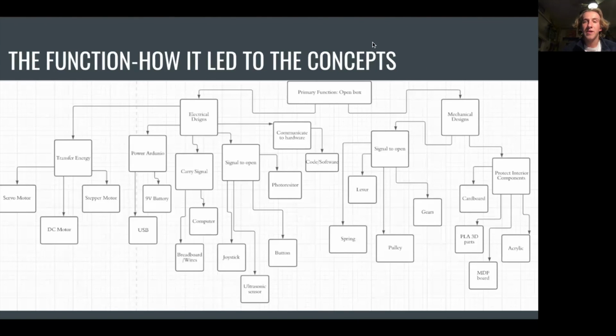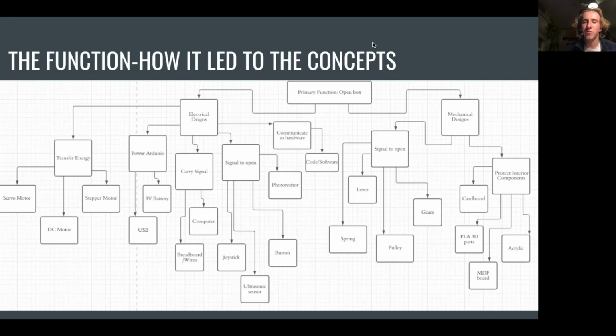Moving along, we have our primary function is to open the box. We have our electrical designs and our mechanical designs. Our primary functions would be, for example, transfer of energy, and our function means would be servo motor, DC motor, and stepper motor. Powering the Arduino is just another primary function, while our means were 9V battery or a USB. Also, carrying out the signal electrically is also a primary function, and our means were the computer and breadboard and wires. Another primary function is signal to open.